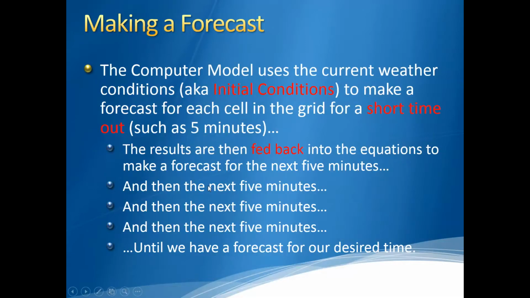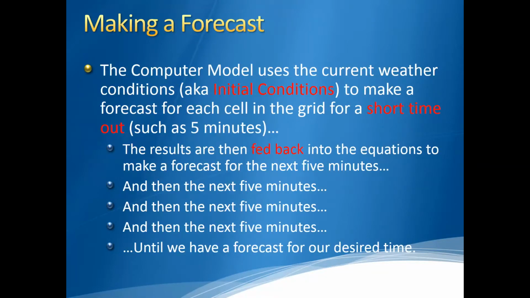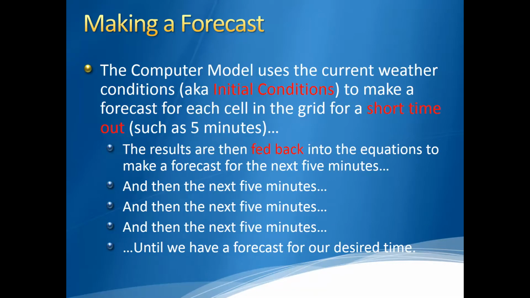And there are two types of resolutions. There are what are called spatial resolutions and temporal resolutions. Spatial resolutions are the size of these grid boxes. The larger the grid boxes, the lower the resolution. And we'll talk about why that's such a big deal in a few moments. On the other hand, a temporal resolution is how often are you going to make a forecast?